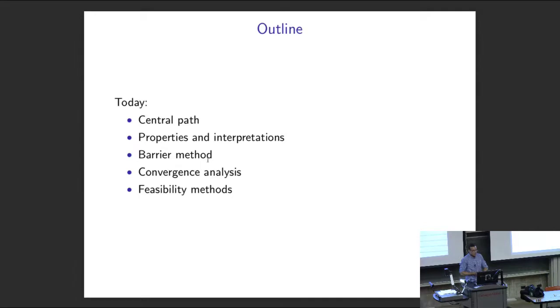So today we're going to talk about how to use this idea, the log barrier function, and the fact that it approximates the indicator, to define something called the central path. We'll talk about properties and interpretations of the central path. We'll introduce the barrier method, which is the first interior point method you'll learn. We'll talk about its convergence, and if I have time, I'll mention something called feasibility methods.